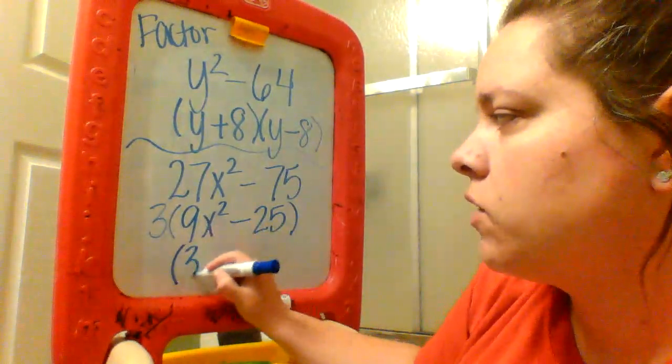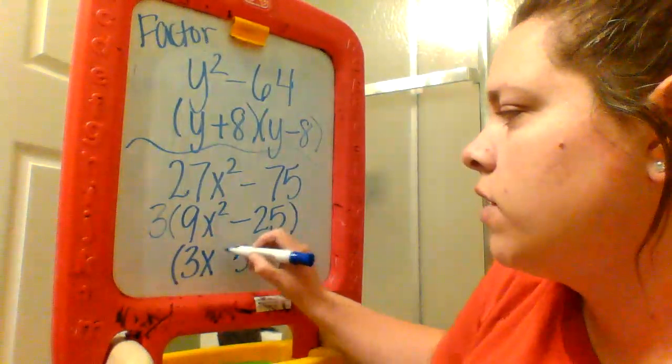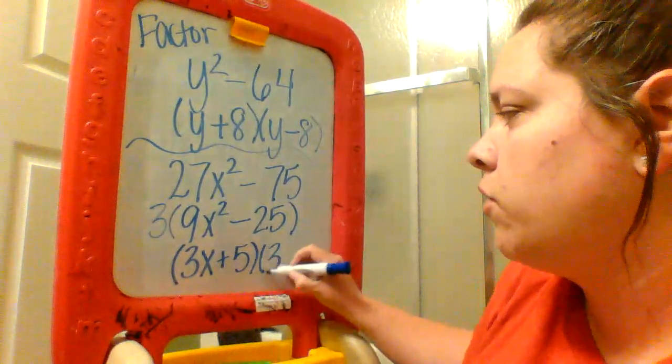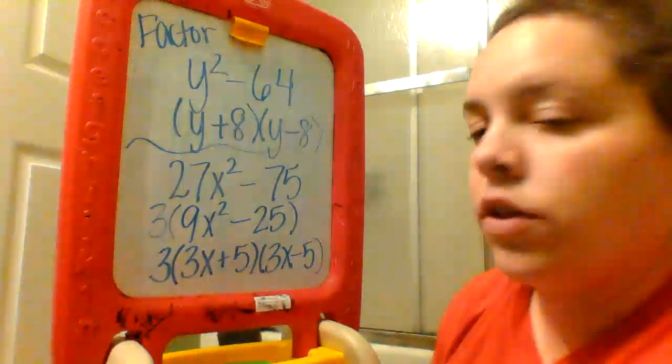The square root of 9 is 3. The square root of x squared is x. The square root of 25 is 5. So 3x plus 5 and 3x minus 5. And don't forget your GCF of 3.